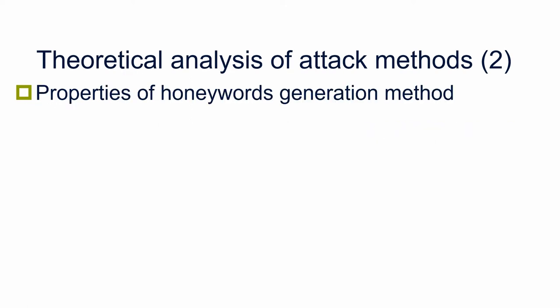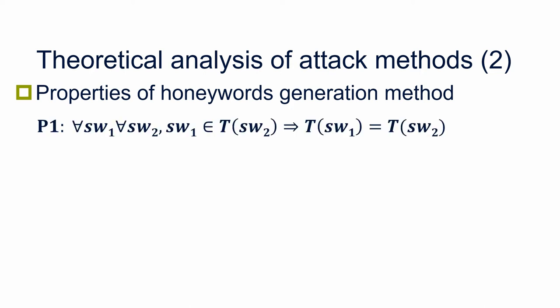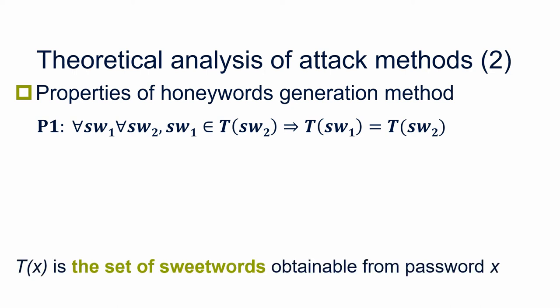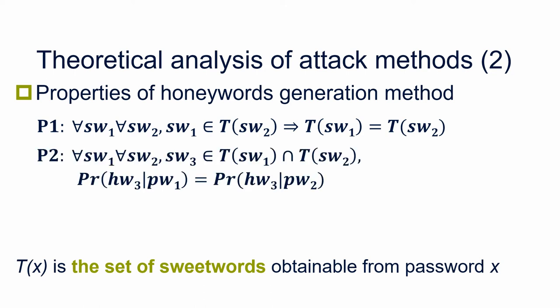We now summarize the four properties that a Honeywords method may have. These properties can be used to classify existing Honeywords methods into two cases, and then we simplify the computation of the formula in theorem 1 for each case. Property 1 states that any sweet word can generate any other sweet word in a sweet word list. Here, T is the set of sweet words obtainable from password X. Property 2 states that every sweet word can be generated by any candidate password with equal probability. Note that all Honeywords generation methods we discuss satisfy P1 and P2.